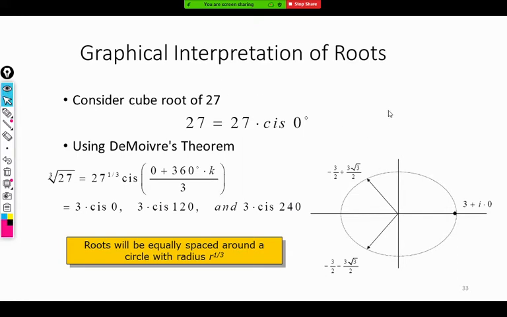Sir, this step I could not get. First step, what is the first step? This one. Below, using De Moivre's theorem. Yes, this one. It is the same thing whatever we have done previously. We have already written this. Instead of 360 we are writing 2k pi. Sorry, 2 pi. Okay, this is 2 pi. 360 is nothing but 2 pi k. That's one.